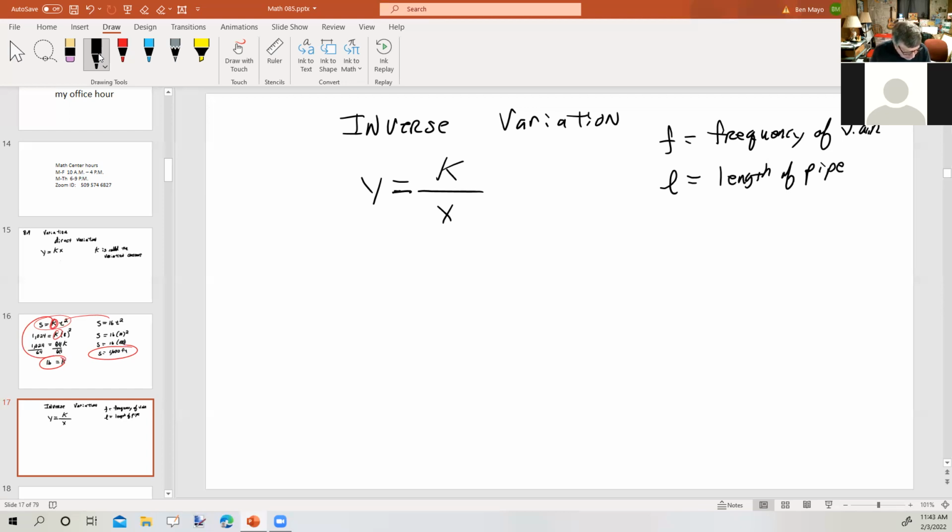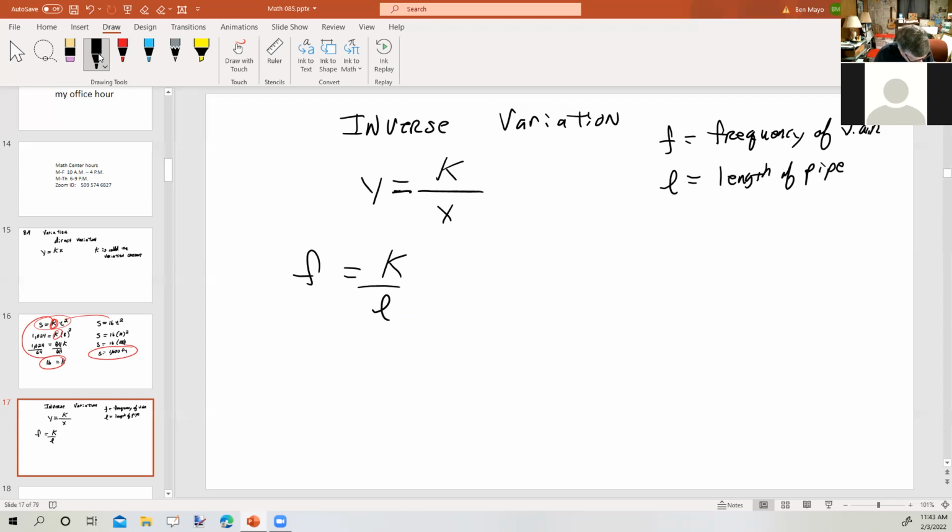So the frequency of vibration of air in an organ pipe varies inversely, so F varies inversely as the length of the pipe. Again, notice K wasn't mentioned, but I know where F and L go because it's inverse variation. Any questions about that?